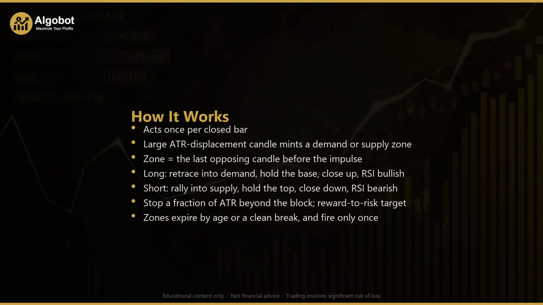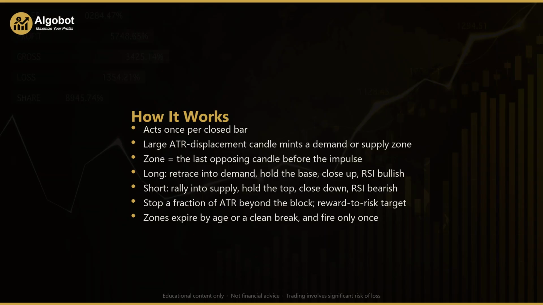Let's walk through the mechanics step by step. The expert advisor works on closed bars, so it makes one decision per completed candle rather than reacting to every tick. First, it measures displacement. On each newly closed bar, it compares the size of the candle's body to ATR. If a bullish candle's body is at least the DisplacementAtr multiple of ATR, by default 1.2 times, the strategy looks back over the previous bars, up to the order block search bars setting, and finds the most recent down candle. That down candle becomes a demand zone, defined by its low and its high.